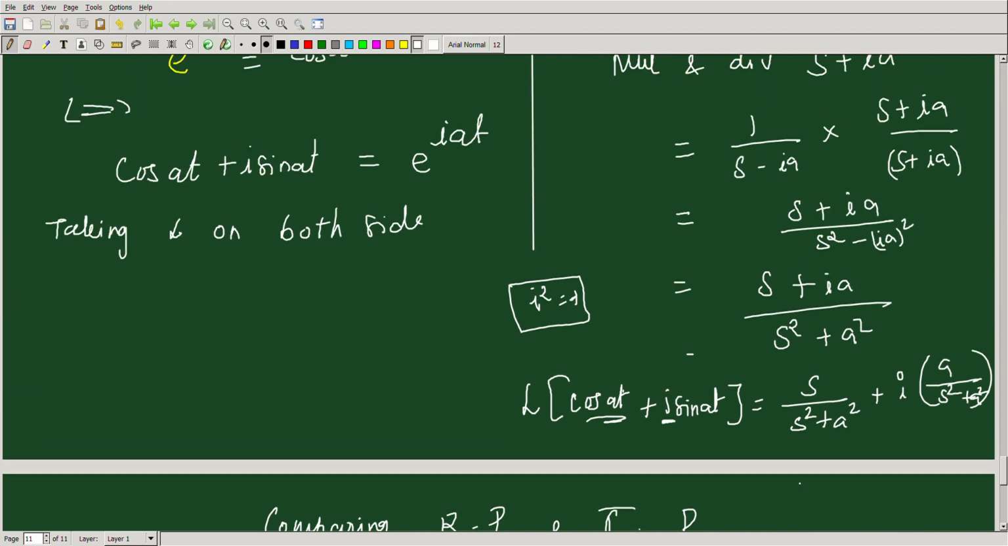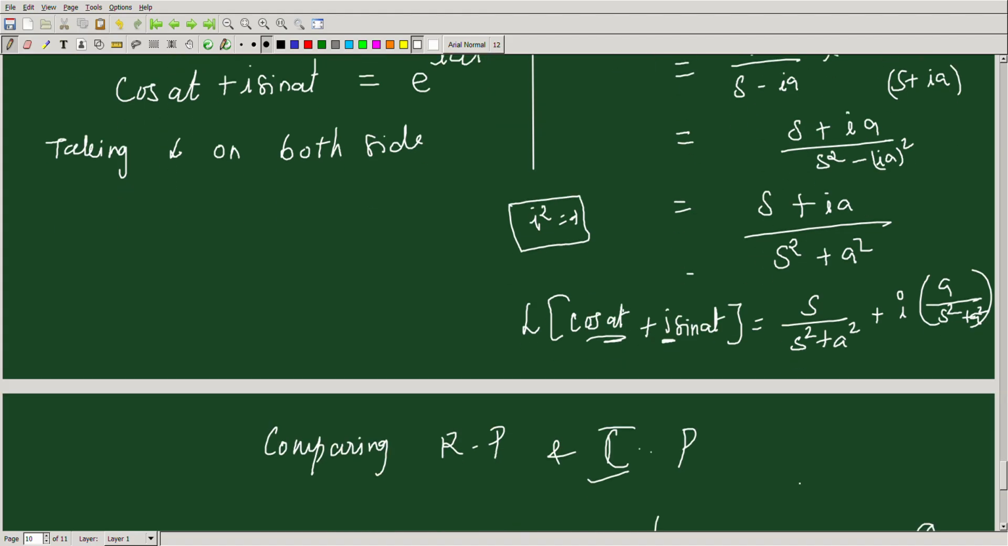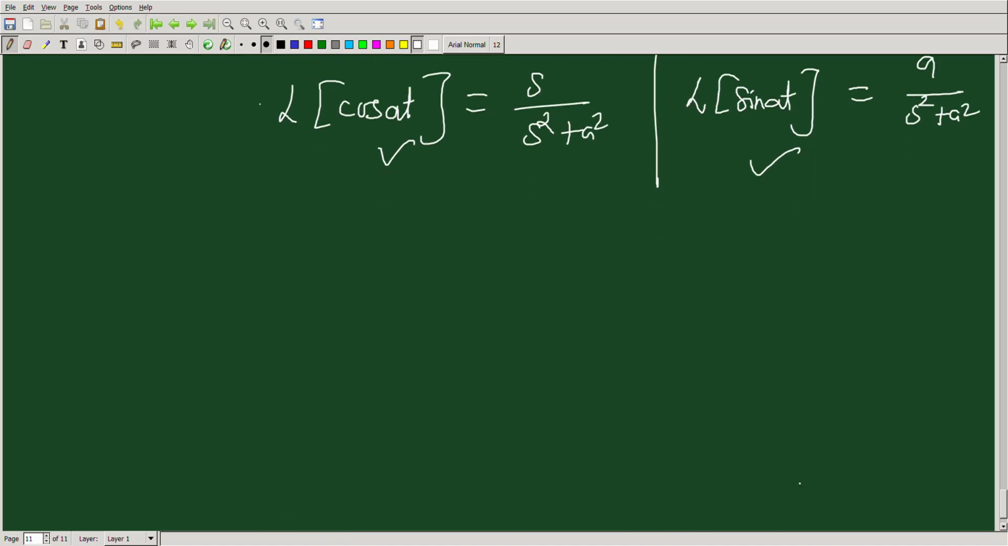So this is the problem: find Laplace transform of sin at and cos at. This is your fourth one. Next we'll go for the fifth one. Fifth one, find Laplace transform of sinh at. This one also we are going to consider.